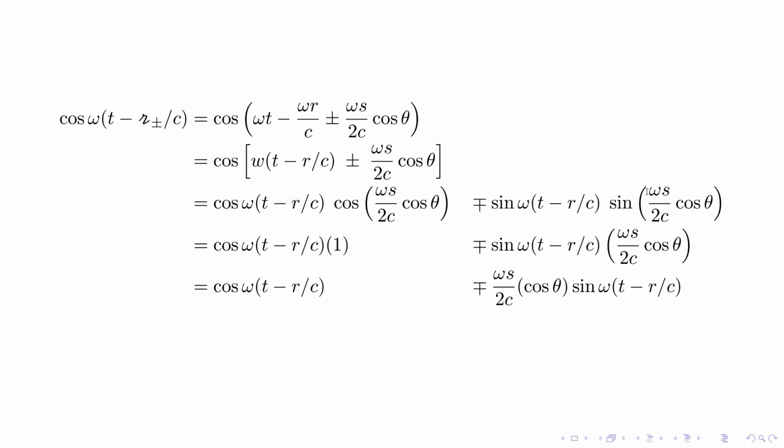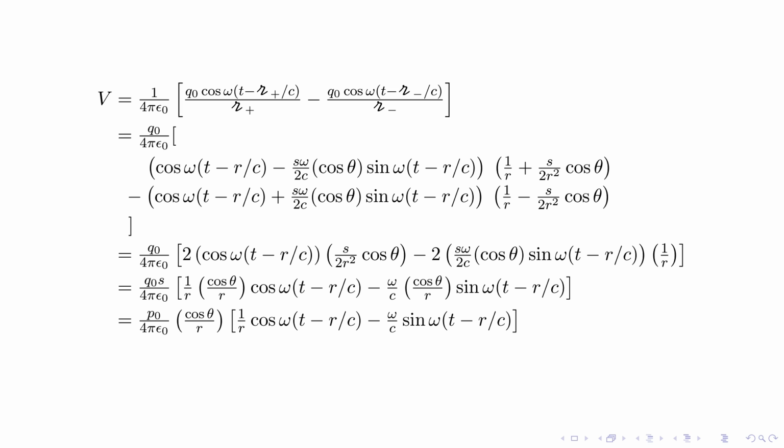Now we can look at this term omega s over 2c that appears in both this cosine and that sine. Keeping in mind that this is just s over lambda, and we know that s is much smaller than lambda, so this is basically 0. It's not exactly 0, but it's close. Well, cosine of something close to 0 is just 1, so we replace this with 1, but sine of something close to 0 is the expression itself, so this becomes omega s over 2c cosine theta. And so we're left with this. We have cosine omega t minus rc, minus or plus omega s over 2c cosine theta times sine omega t minus rc.